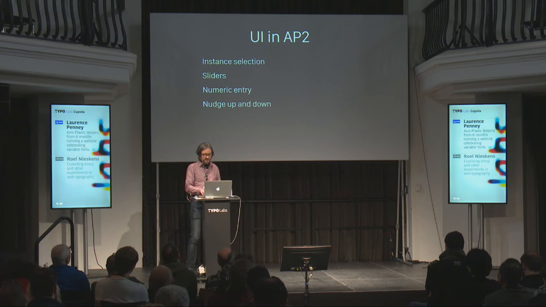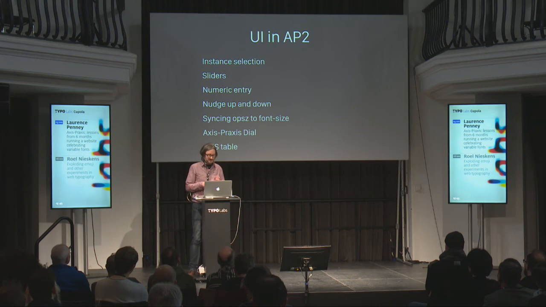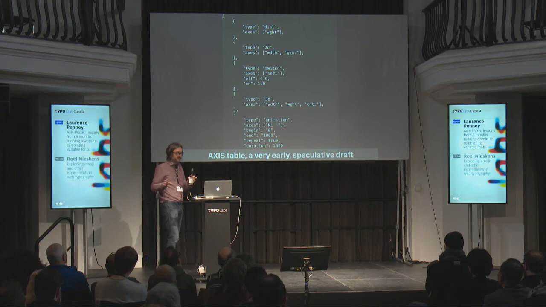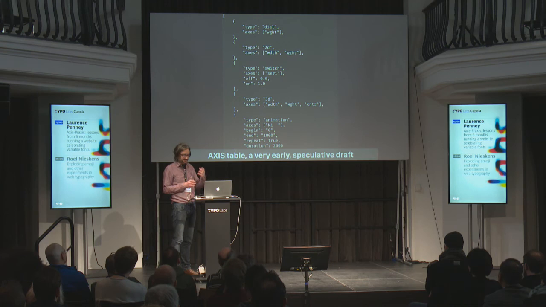Syncing op size to font size and the Axis-Praxis dial. Oh, one more thing, the axis table. I'm a bit wary of proposing tables, and it's an extremely early idea for a table. But just imagine if this, and by the way, first drafts of tables I think should be in JSON. It's a brilliant little way of saving. It's not very efficient in space, but who cares when you're developing a format?